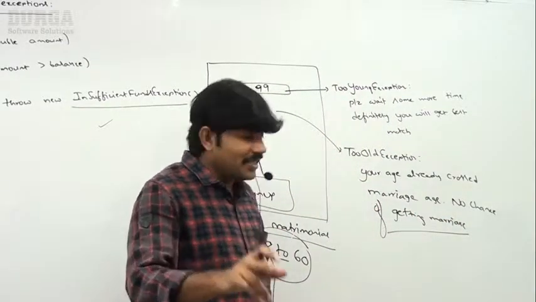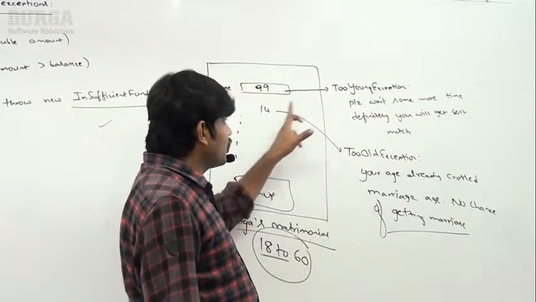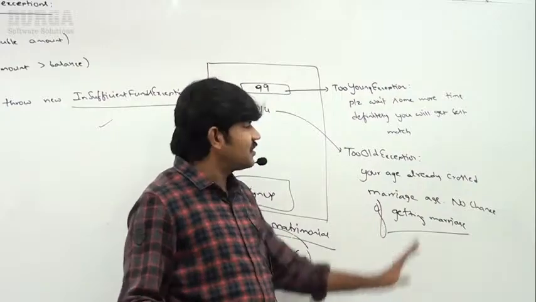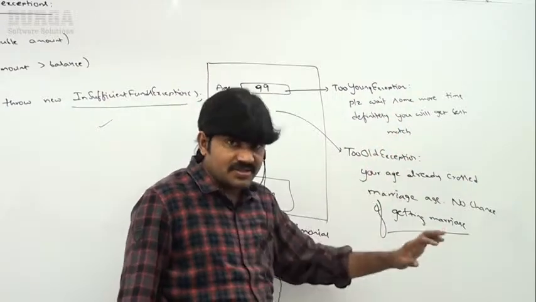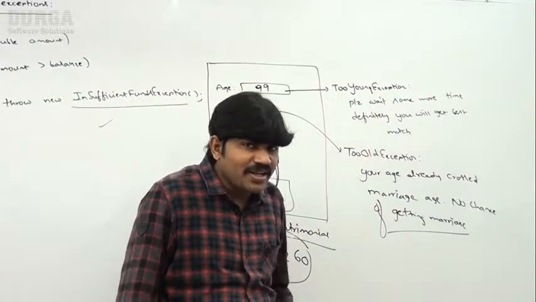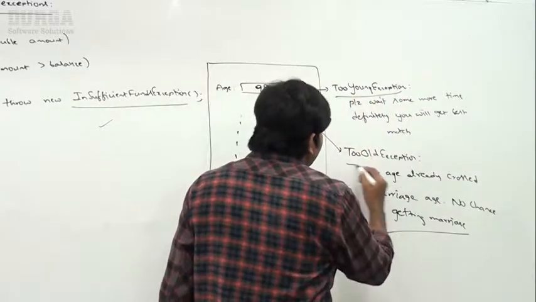Actually for 99 years I want to provide too old, but for 14 years I want to provide too young. Just for kidding purpose, reverse messages I'm going to display. Don't think sir is reversing the exceptions. Sir, now observe a bit very carefully. What is this too young exception, or what is this too old exception?